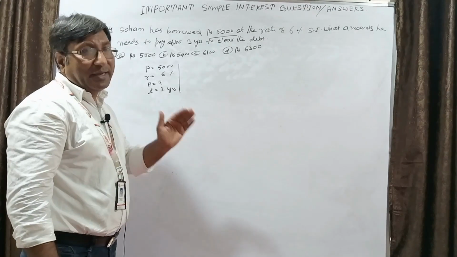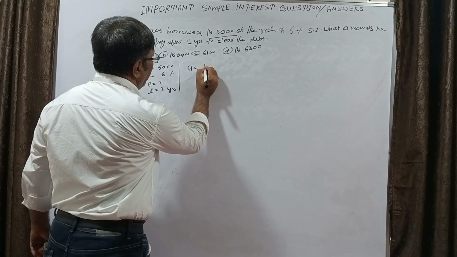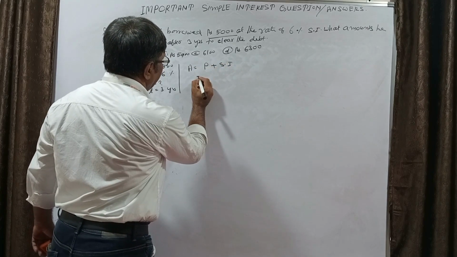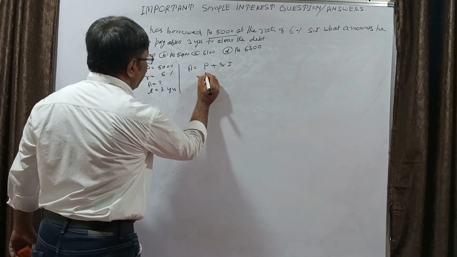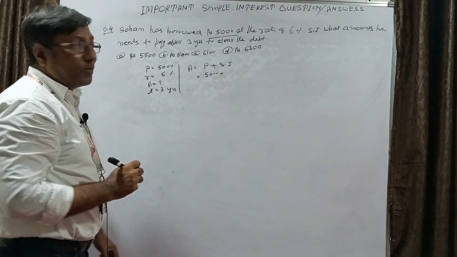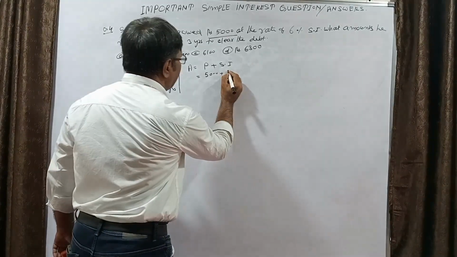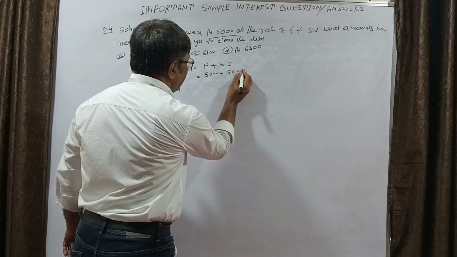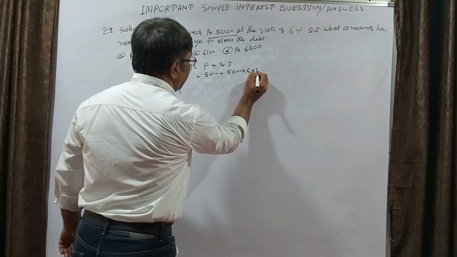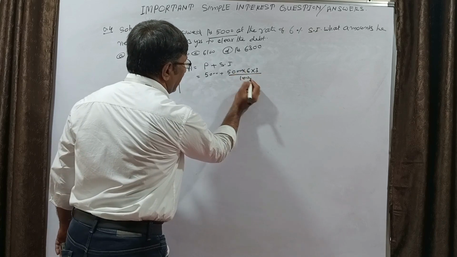Principal plus interest. So we have to find the amount. Amount is principal plus simple interest. Here the principal is already given, 5000, and we know the simple interest formula is PRT by 100. So P is given, 5000, rate given 6, time given 3, and divided by 100. So this 20 cancels out.